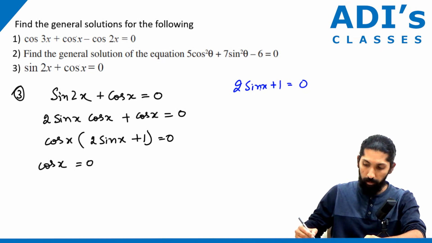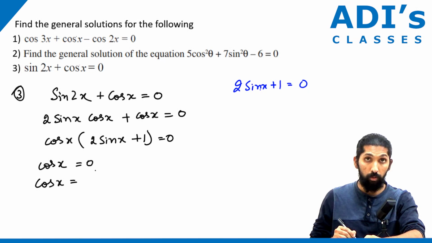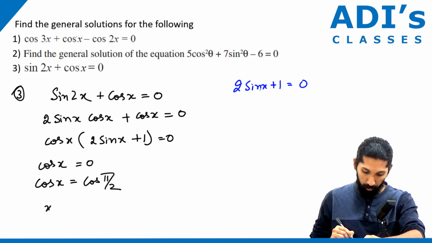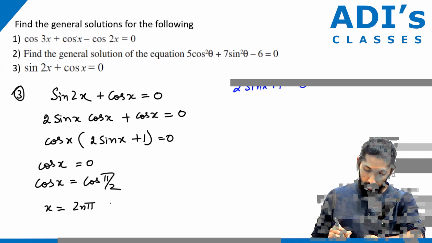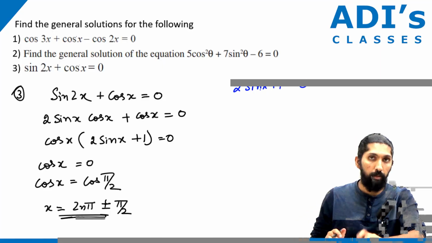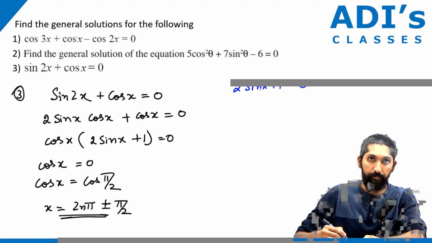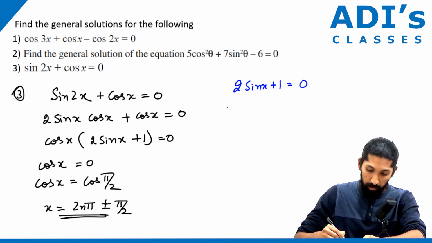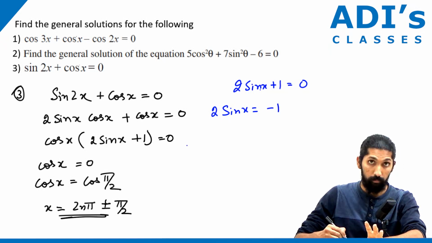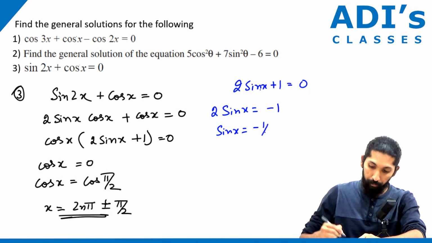Isn't it? Now, the first case is quite simple because if cos x is equal to 0, that's nothing but cos of pi by 2. So, x is equal to 2n pi plus or minus pi by 2. This is quite a simple one to understand. But the second part is quite tricky. Here, see, you get 2 sin x is equal to -1, correct? So, sin x is equal to -1/2.